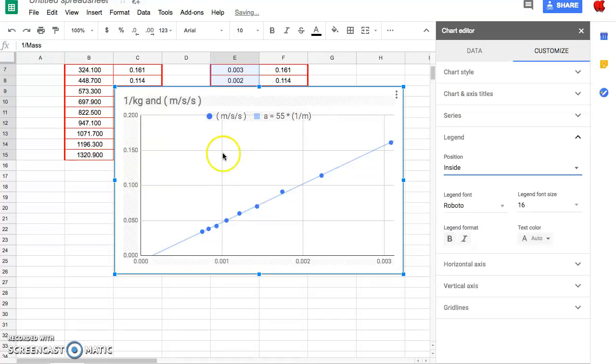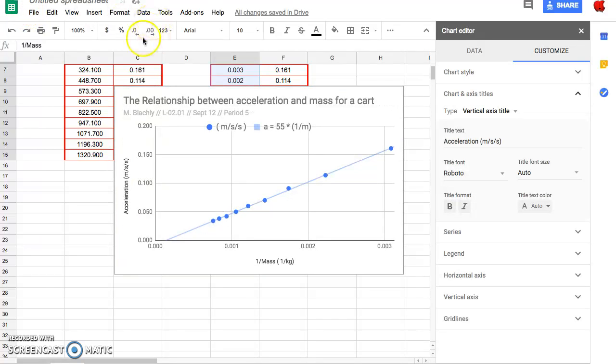You guys know how to put titles and stuff on there. So just to remind you, on the y-axis, you're going to have acceleration, and on the x-axis, you're going to have 1 over the mass. Okay, so you can see I've added my titles here, the relationship between acceleration and mass for a cart. My subtitle, on the y-axis, I have acceleration in meters per second squared, and here on the x-axis, I don't have mass. I have 1 over mass.